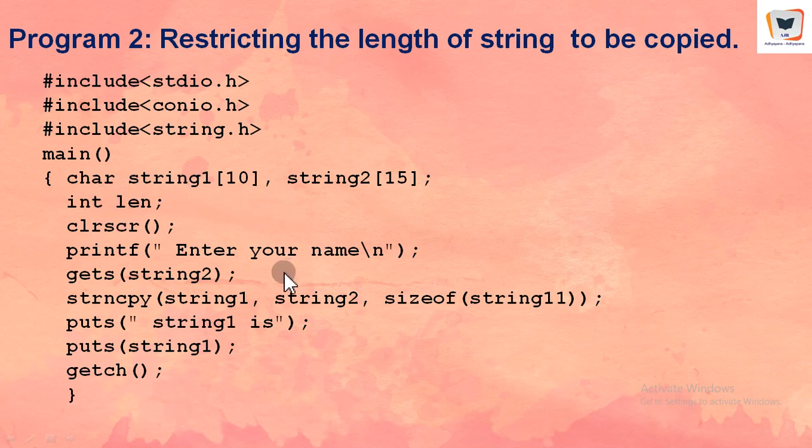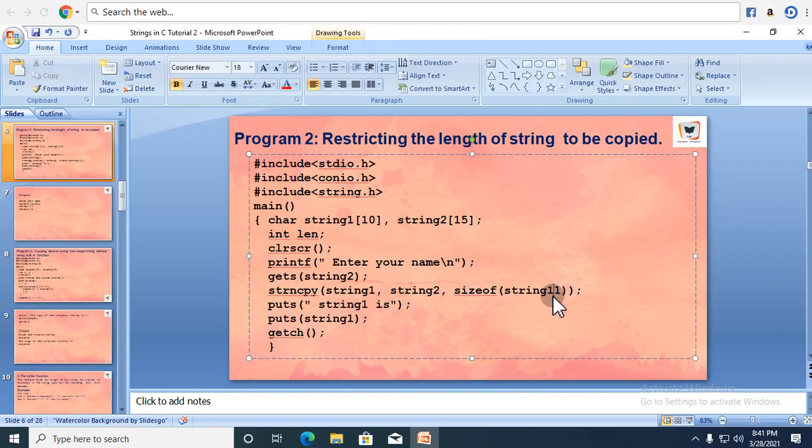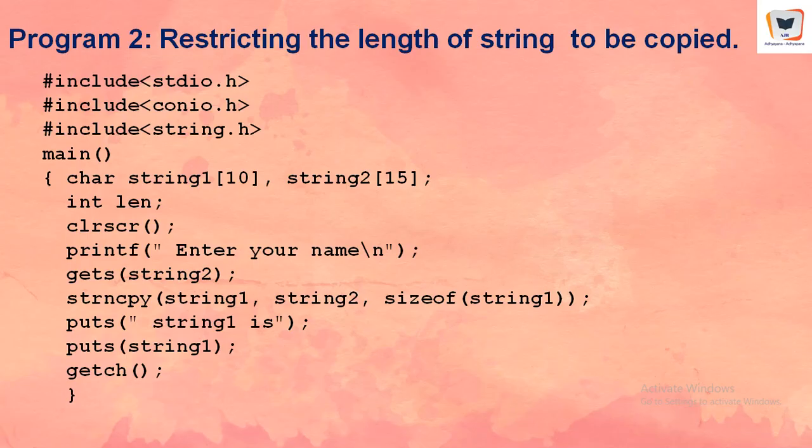Integer length, we need to find the length of the string. printf enter your name, string 2, because that is to be filled with a string constant. strncpy, the number of characters is defined by sizeof string 1, whatever the size of string 1 is. As you know, the size of a string is nothing but the number of characters in bytes. String 1 is empty, and string 2 contains more characters than string 1 can hold. Therefore you are just cutting by specifying sizeof string 1, that is only 10 characters can go and sit in string 1, and 10 characters are drawn from string 2 in a left to right fashion.